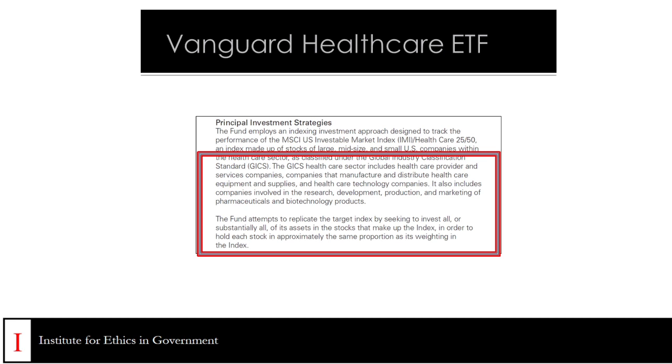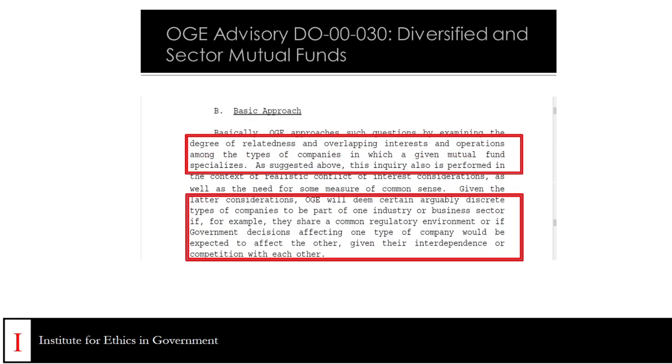We see that they have an emphasis on buying healthcare stocks, as we would expect from the name of the fund. But sometimes it can be a little bit difficult to find out if something is indeed a sector fund or if it's diversified, for example, defining a single industry. So OGE has issued some guidance, and I'd encourage you to keep this diagram with your copy of the Confidential Financial Disclosure Reviewer's Guide, because it's very helpful in determining what is and is not a diversified versus sector fund. And that's diagram 00-030. And so it helps us to kind of understand our basic approach. So we're looking for relatedness and overlapping interests in the members of the sector that we see in the fund's description.